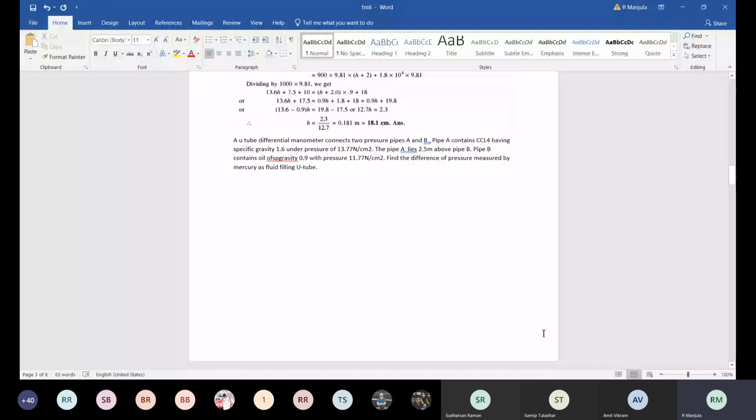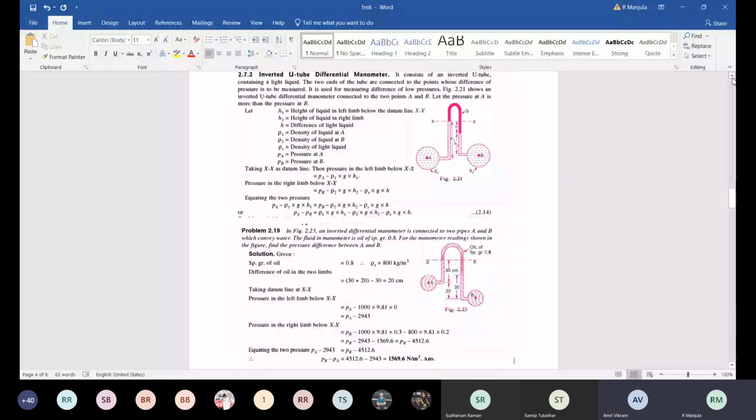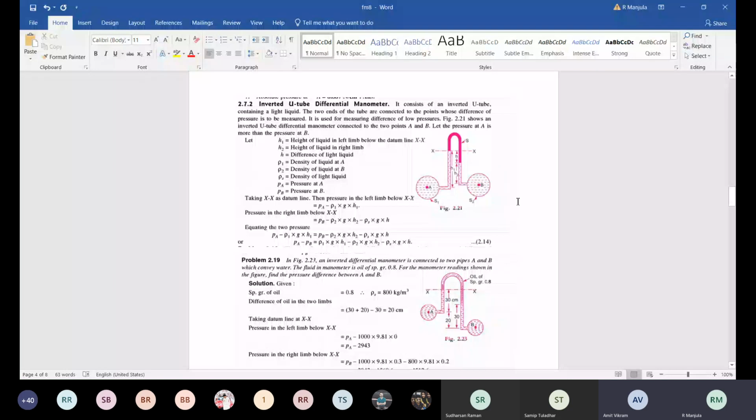So this is inverted U-tube differential manometer. Ma'am, one thing: is it given in the problem, the individual values of x and y? X and Y values are not given actually. So, ma'am, how can we do that question? Ma'am, can you just tell us how to do it?